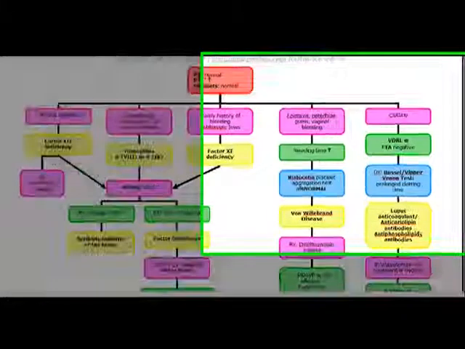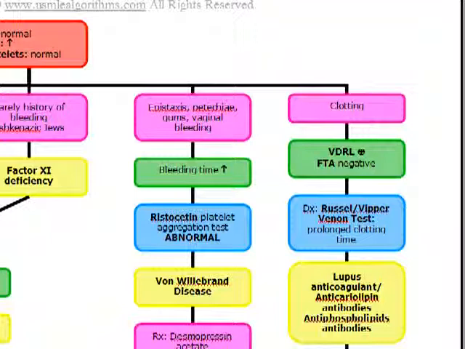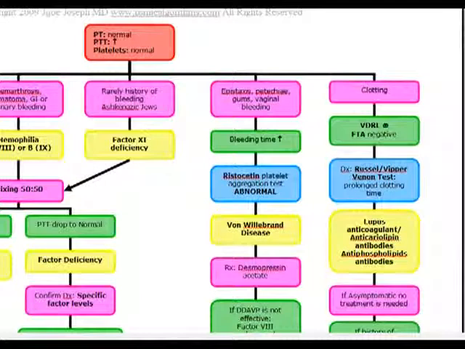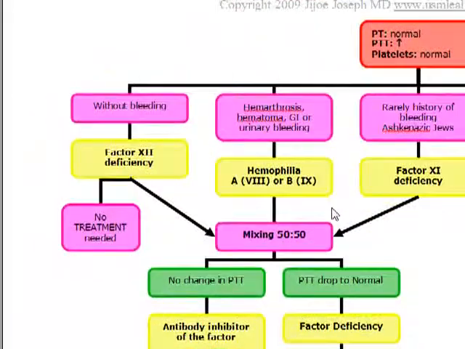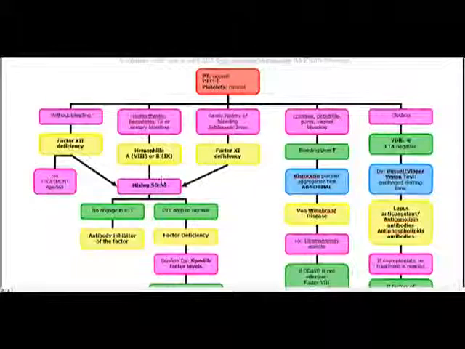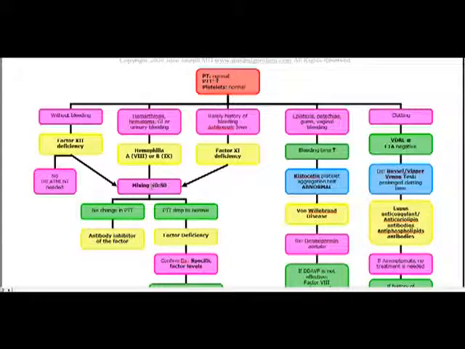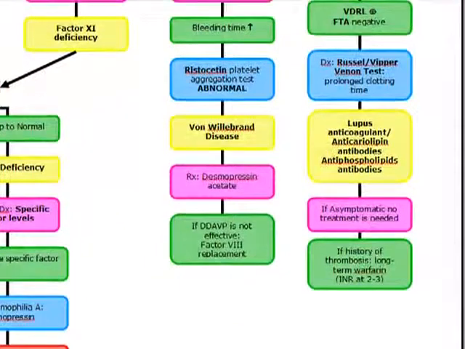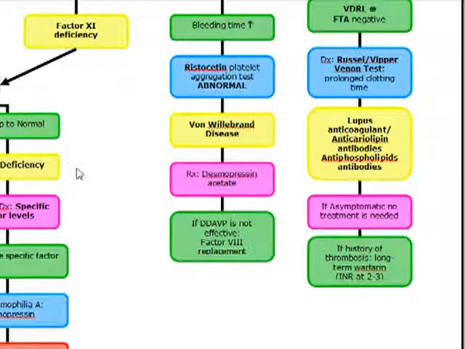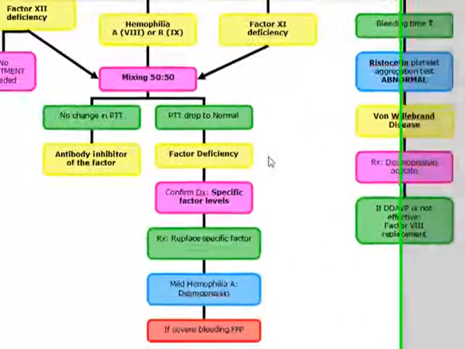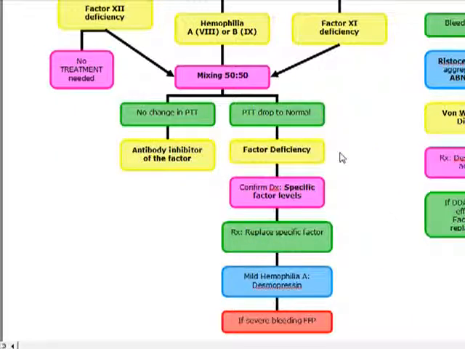Now basically, both hemophilia A and B are X-linked recessive disorders, meaning that they only result in disease in males, and females are just going to be carriers of the disease. You're going to see a prolonged PTT with a normal PT, and a factor deficiency is going to be suspected when you do this mixing study right here, and the PTT drops to normal. If it drops to normal, we know there's a factor deficiency, but guess what? We don't know what factor it's going to be. So we actually have to confirm this diagnosis with specific factor levels because the mixing study is only going to tell you that a deficiency is present.